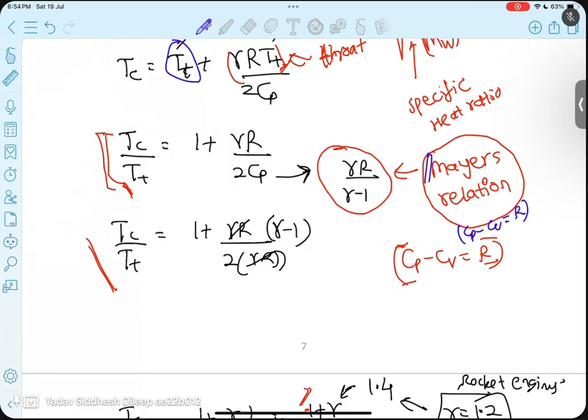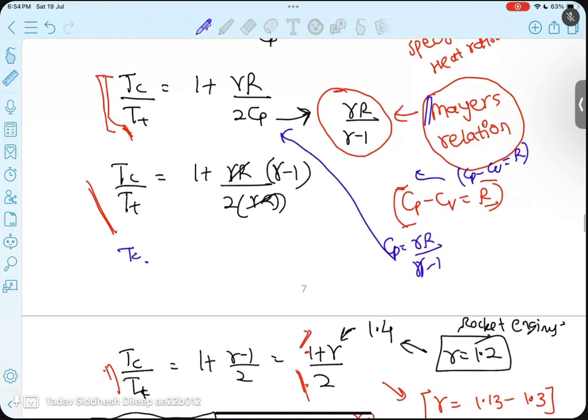This is all about 12th grade thermodynamics. Doesn't matter if you know or not. You can always go back to NCERT and revise it. With the help of Mayer's relation, you can write Cp equals gamma R upon gamma minus 1. Substitute over here. So you get Tc by Tt equals 1 plus gamma minus 1 by 2 M squared, which is 1 plus gamma by 2... equals Tc by Tt.